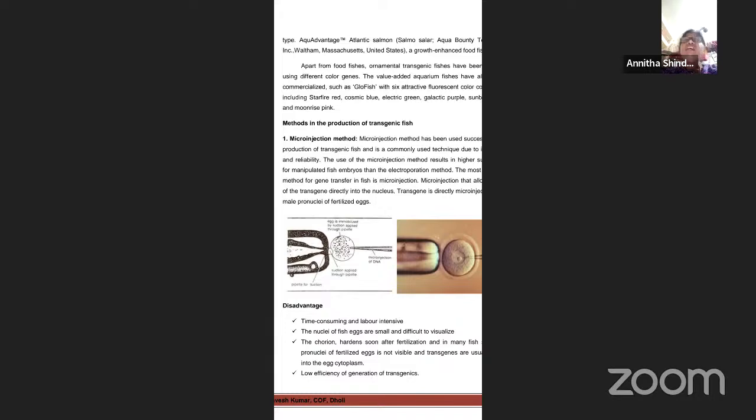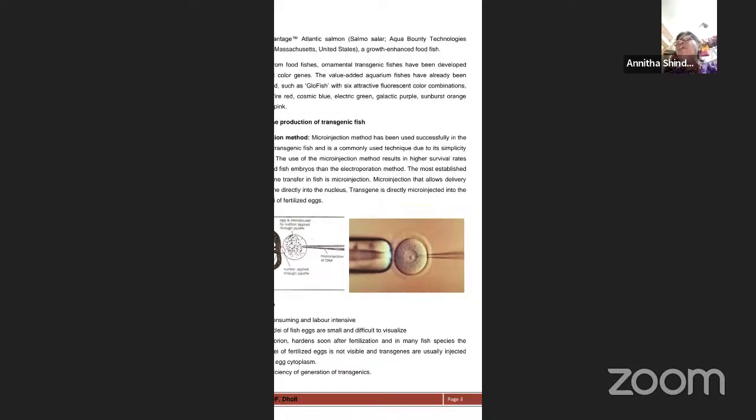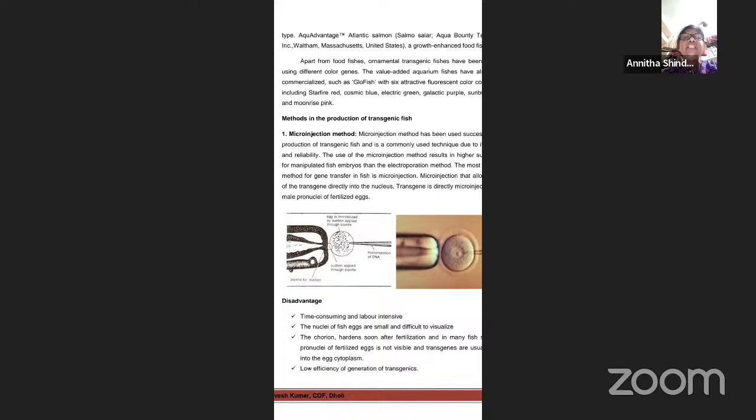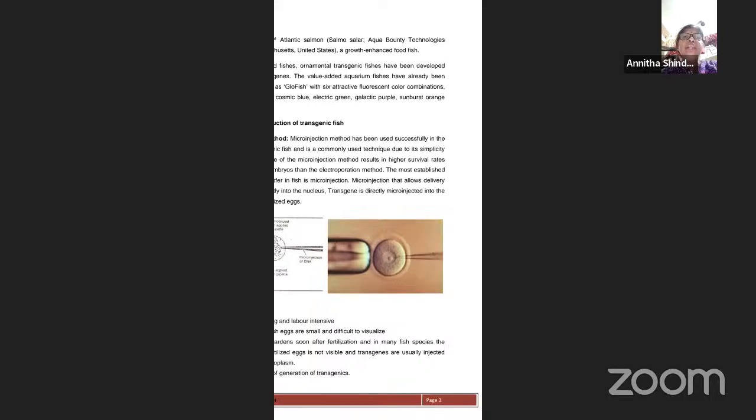Now, apart from the food fishes that we use daily, ornamental transgenic fishes have also been developed using different color genes. These days in aquariums, you see ornamental fishes. They are not the regular fishes that we get; they are totally different colored. The value added aquarium fishes have already been commercialized, such as glowfish with 6 attractive fluorescent color combinations, including starfire red, cosmic blue, electric green, galactic purple, sunburst orange, and moonrise pink.